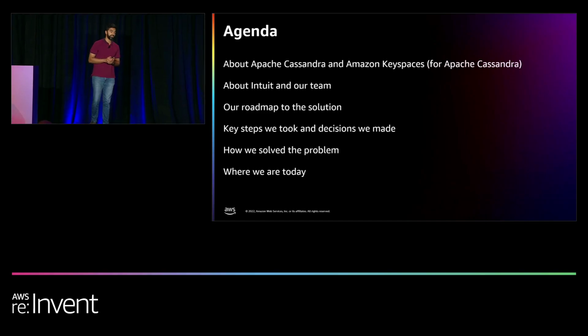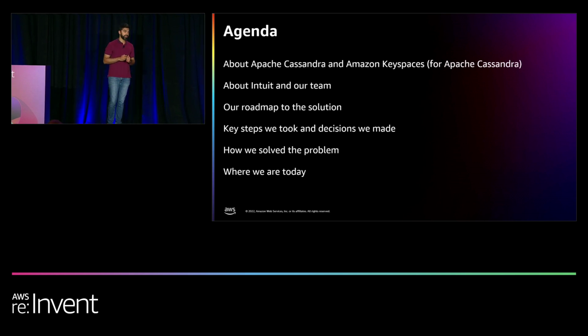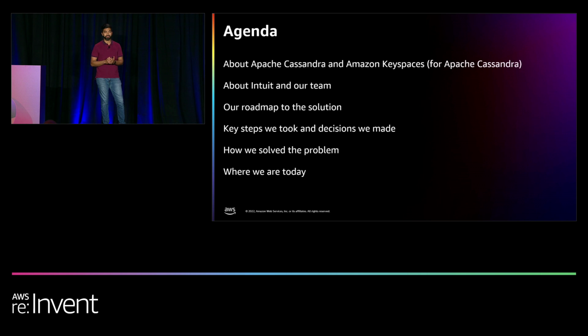We have an action-packed agenda for you. We're going to talk about what Cassandra is, what Keyspaces is. We're going to talk about our architecture. It's a question that we hear a lot from a lot of our customers is, okay, how are you really built? So we're going to cover that just a little bit. We're also going to talk about how Intuit migrated to Keyspaces and some of the benefits that they have experienced from their migration to Keyspaces.